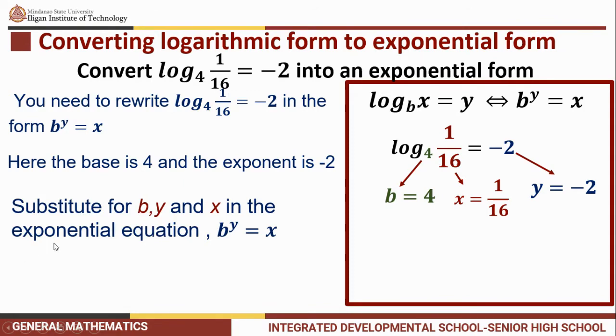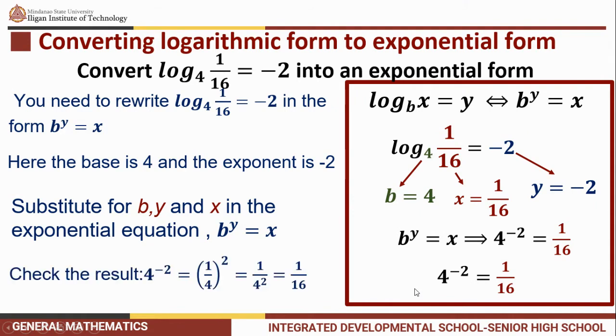After that, we need to substitute for b, y, and x in the exponential equation, which is b to the power of y equals x. So therefore, we have here 4 to the power of negative 2 equals 1 over 16. To check, 4 to the power of negative 2 is equal to (1/4) squared, which is equal to 1 over 4 squared, which is equal to 1 over 16. So we got the correct answer.